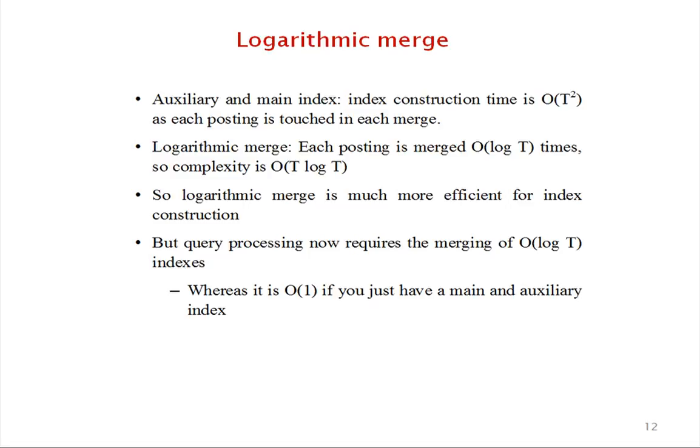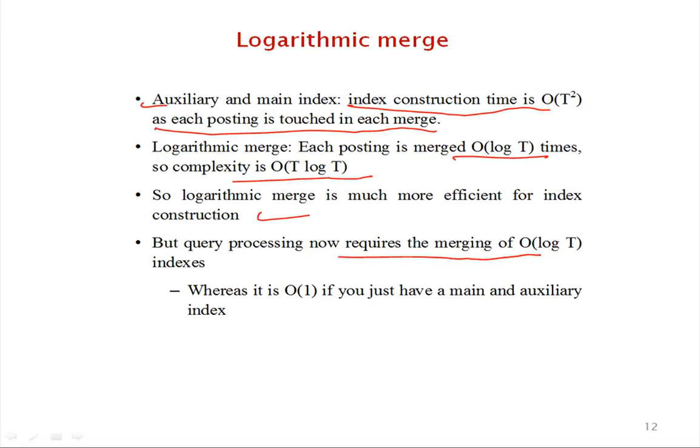The important points of logarithmic merge: auxiliary and main index construction time is O(T squared), as each posting is touched in each merge. In logarithmic merge, each posting is merged O(log T) times, so the complexity is O(T log T) time. So logarithmic merge is much more efficient for index construction, but query processing now requires the merging of O(log T) indexes, whereas it is O(1) if you just have a main and auxiliary index.